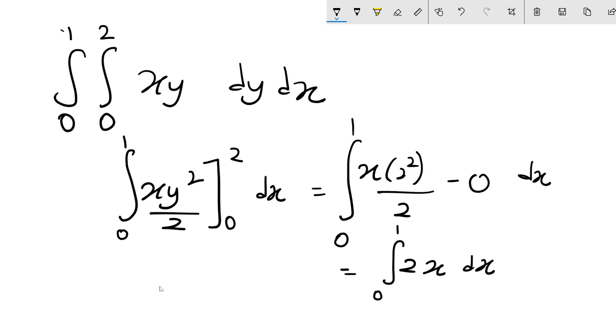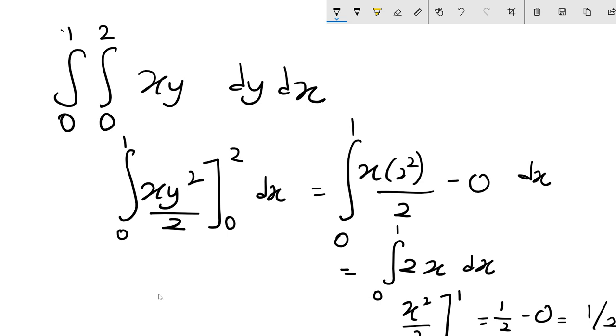Now we integrate with respect to x. We get x squared divided by 2. Substitute the limits 0 up to 1. We get 1 over 2 minus 0. So the answer will be 1 over 2.